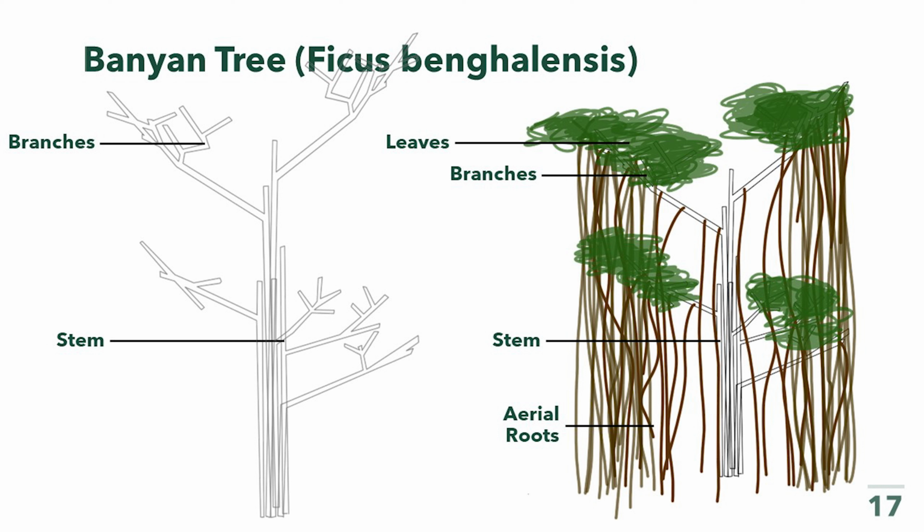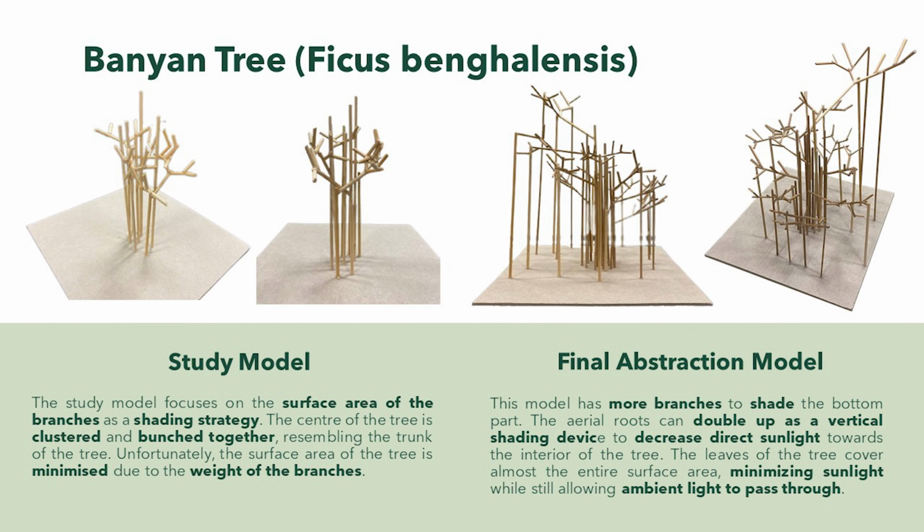To better understand the shading strategy of the banyan tree, I have created two models. The first model is a study model made out of bamboo sticks. The core of the tree is clustered like the trunk. However, the weight of the branches minimizes the surface area of the tree. Also, the lack of aerial roots means less vertical cover for the tree.